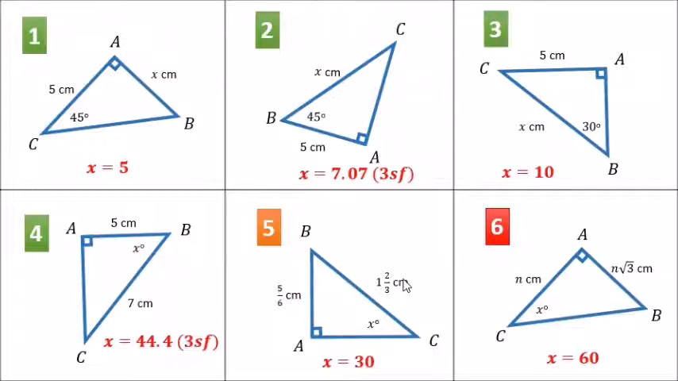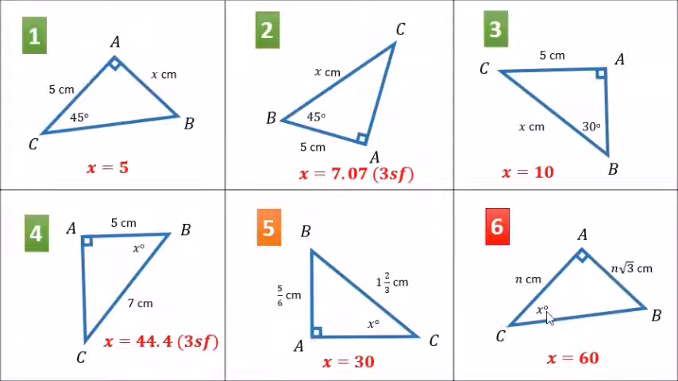Question 5, we get an angle of 30 degrees. Notice the similarity between this question and question 3. Here, opposite our x is 5/6, and this one is 1 2/3. Now, 1 2/3 is the same as 5/3 or 10/6. Notice that 10/6 is double the 5/6. Here we had 10 and 5. Opposite the 30 was 5, and the longer side is 10. So these two triangles are actually similar triangles.